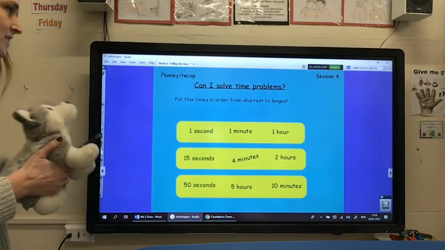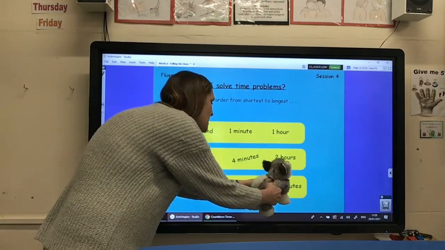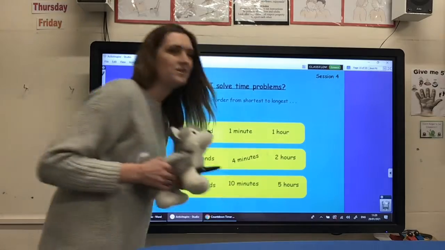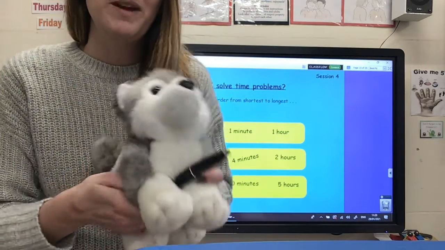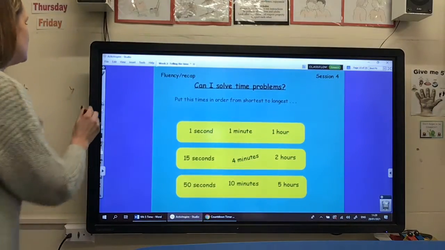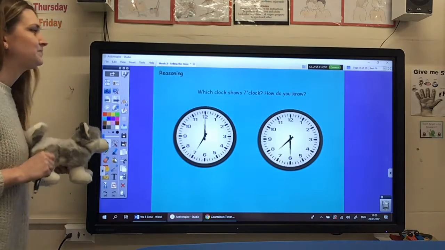You're right. William, they told you it went in this order. 50 seconds, then 10 minutes, and finally 5 hours was the longest. He didn't listen carefully enough, did he? Might need to clean his ears out. Well done, boys and girls, for correcting him. You're becoming the teachers. That is amazing.